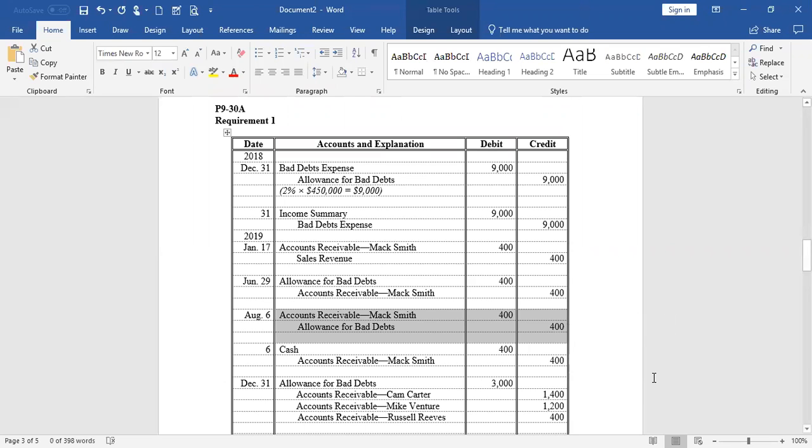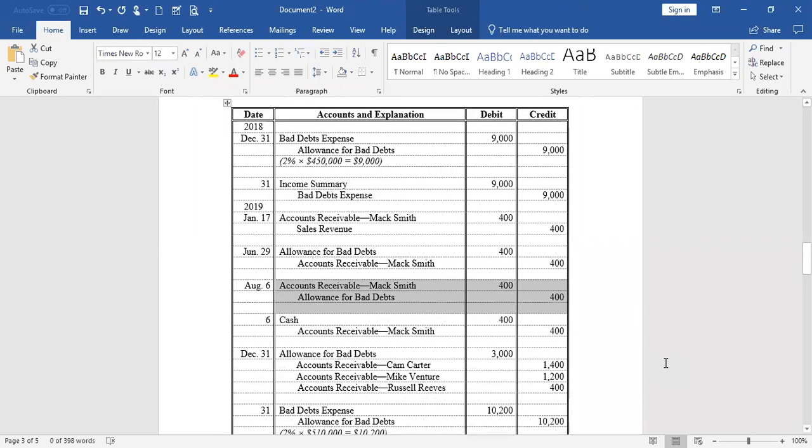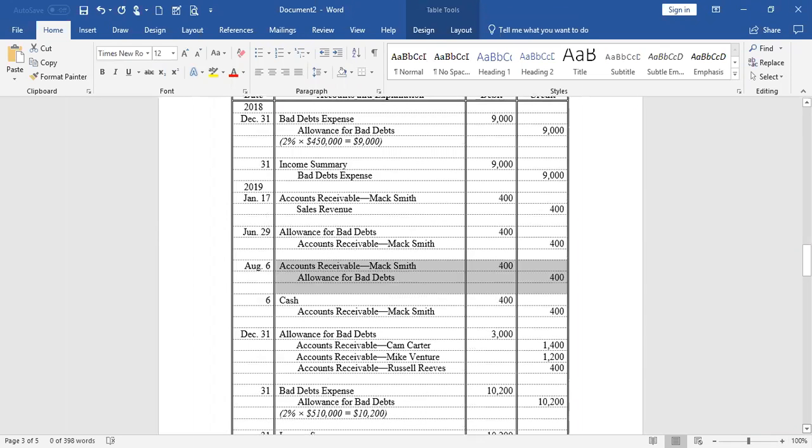Now, it's now December 31st again. Now we've got to estimate bad debts going into the future based on this year's credit sales. And we figure we're still keeping at 2%. 2% of our credit sales of $510,000 will become bad in the future. Debit bad debt expense, increase the allowance for bad debts for more estimate. You're filling up that bucket of estimate. That's what's on the credit side of allowance for bad debts.